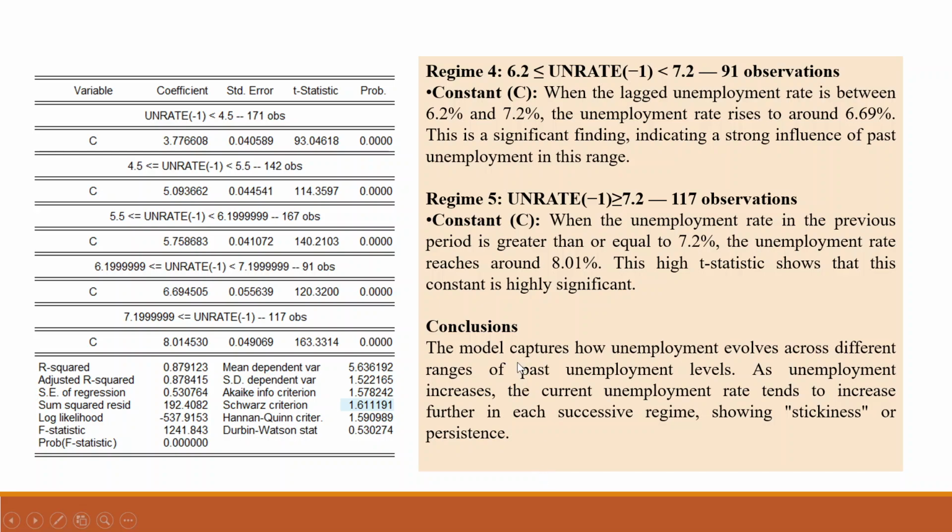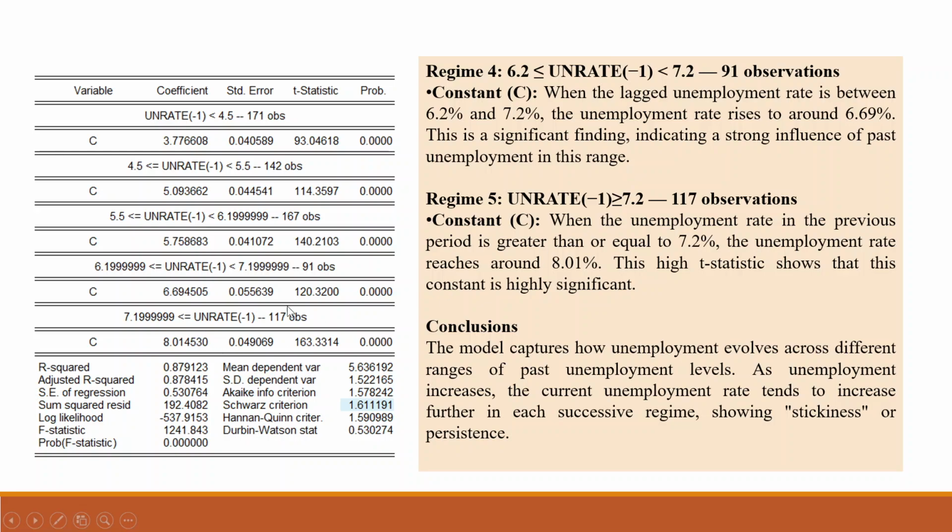Fourth regime, 6.2 to 7.2. When the lagged unemployment rate is between 6.2 and 7.2%, the unemployment rises to around 6.69%. This is a significant finding, indicating a strong influence of past unemployment in this range.